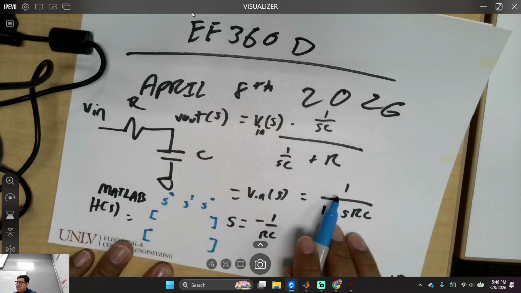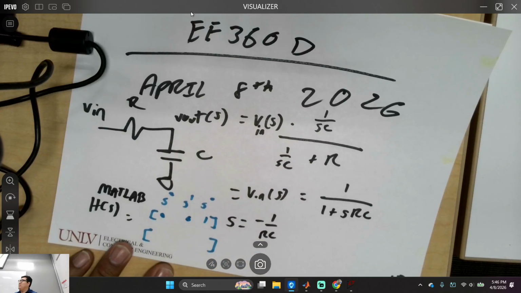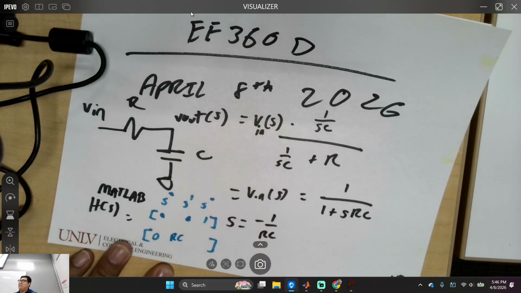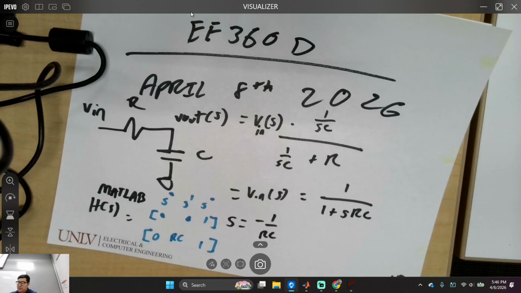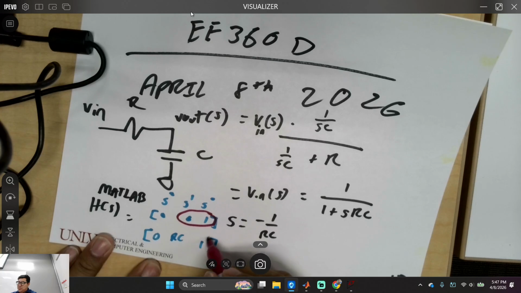Do I have an S squared term on the numerator? No. What about an S? No. So 0, 0, 1, right? Make sense? I don't have a square here, but I have this S right here, so it's going to be RC, and then this one is going to be a 1. You see this? Let me circle this right there, and this right there, because I want to make sure everyone understands what's going on.